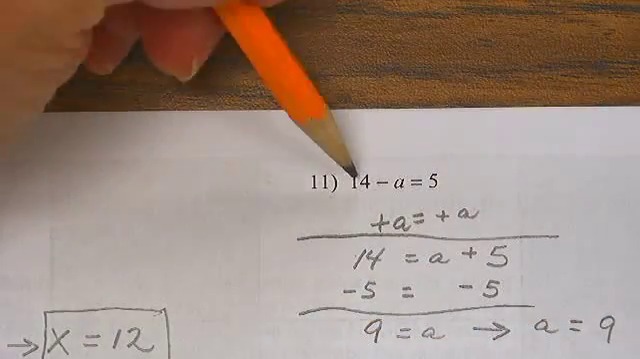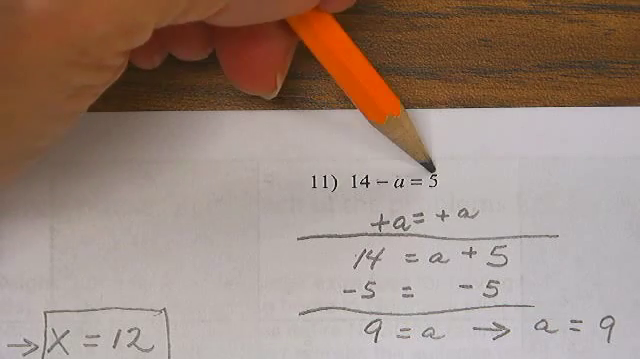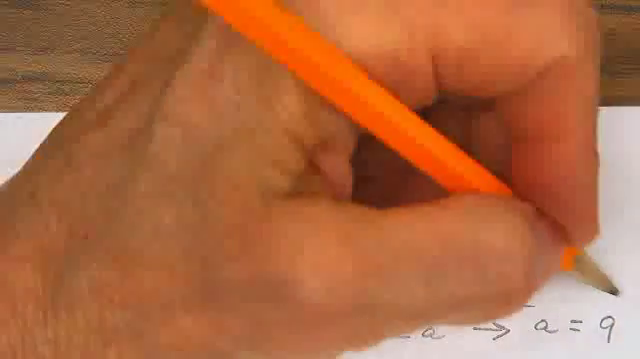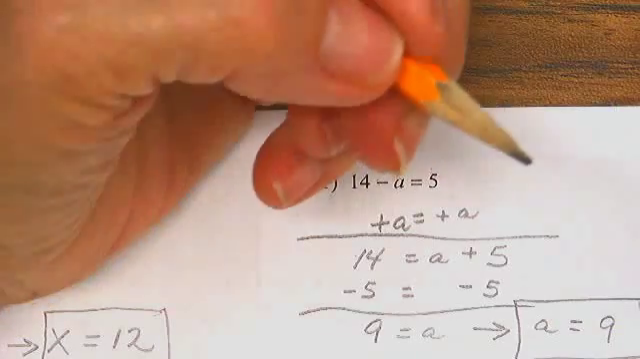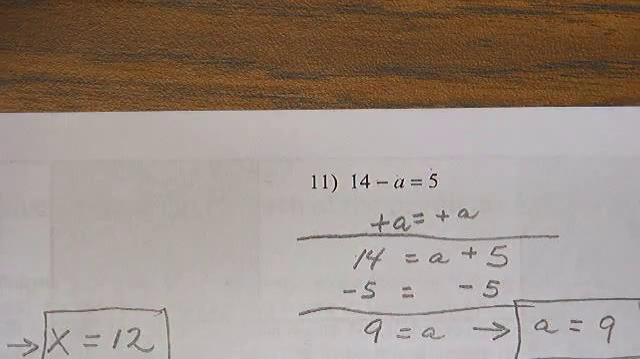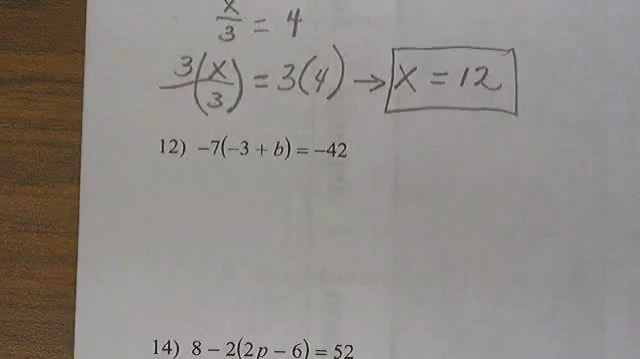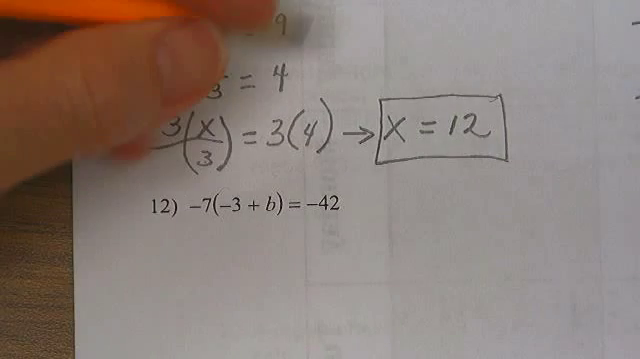Check whether I'm right. Is 14 minus 9 equal to 5? Wee doggy, yes it is. 14 minus 9 is equal to 5. Problem 12, a little more interesting.